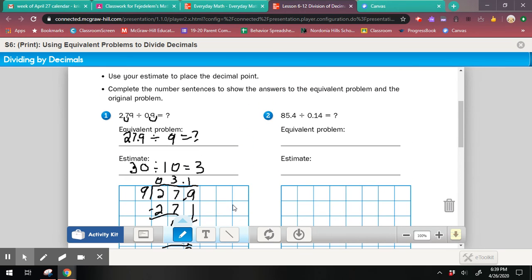So now I'd like you to try 2 on your own, but now that I'm looking at it, it's a little tricky. So we'll set up the equivalent problem together, and then you can try the rest on your own. So it's 85 and 4/10 divided by 14/100. So we cannot have a decimal in our divisor. So we need to get rid of this decimal and make 14/100 into a whole number. If I move the decimal just one spot, that makes it 1 and 4/10. That's still not a whole number. So I have to move the decimal 2 spots to make it 14.